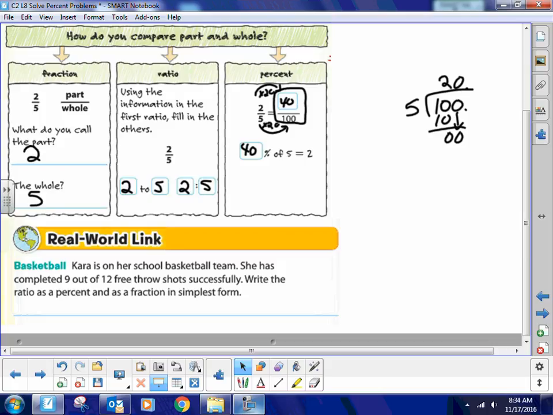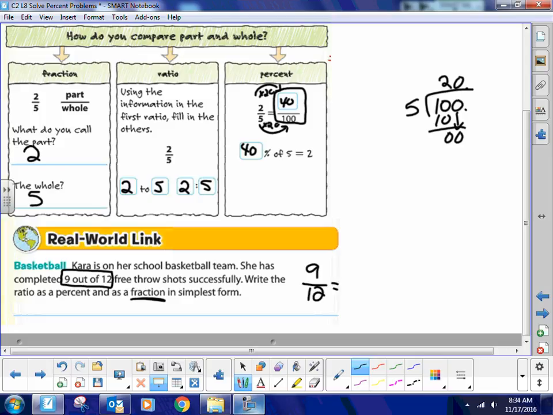Okay? Real world link, basketball. Kara's on her school basketball team. She has completed 9 out of 12 free throw shots successfully. Write the ratio as a percent and as a fraction in simplest form. Okay? So here's what I'm going to do. I'm going to start out as a fraction. Because this is a ratio here, and we should be able to turn that into a fraction with no problem. Right? That's 9/12. But that is not in its simplest form.